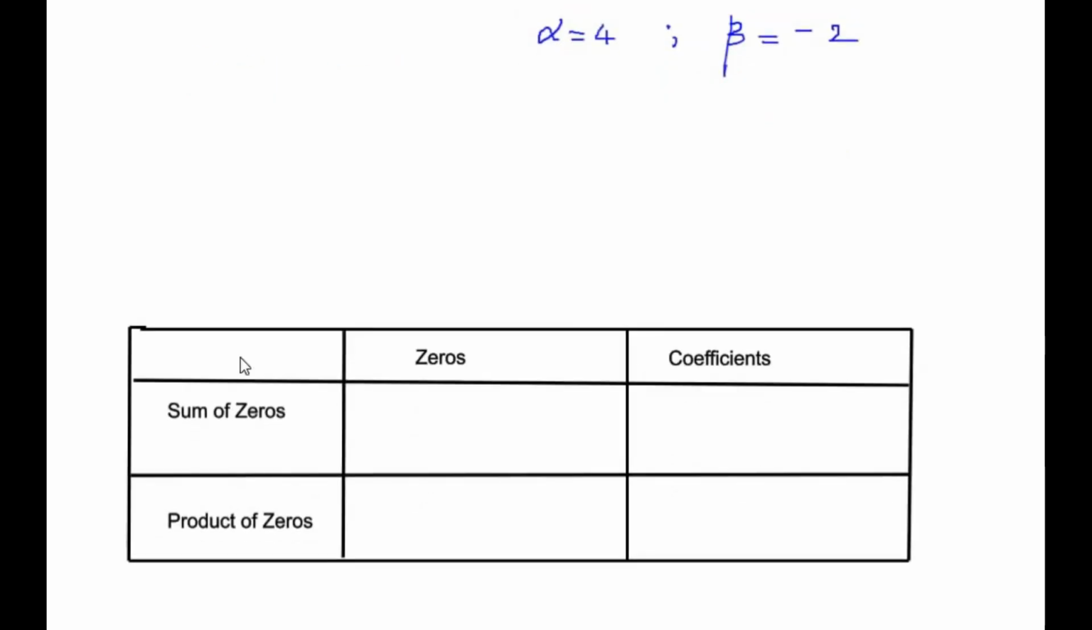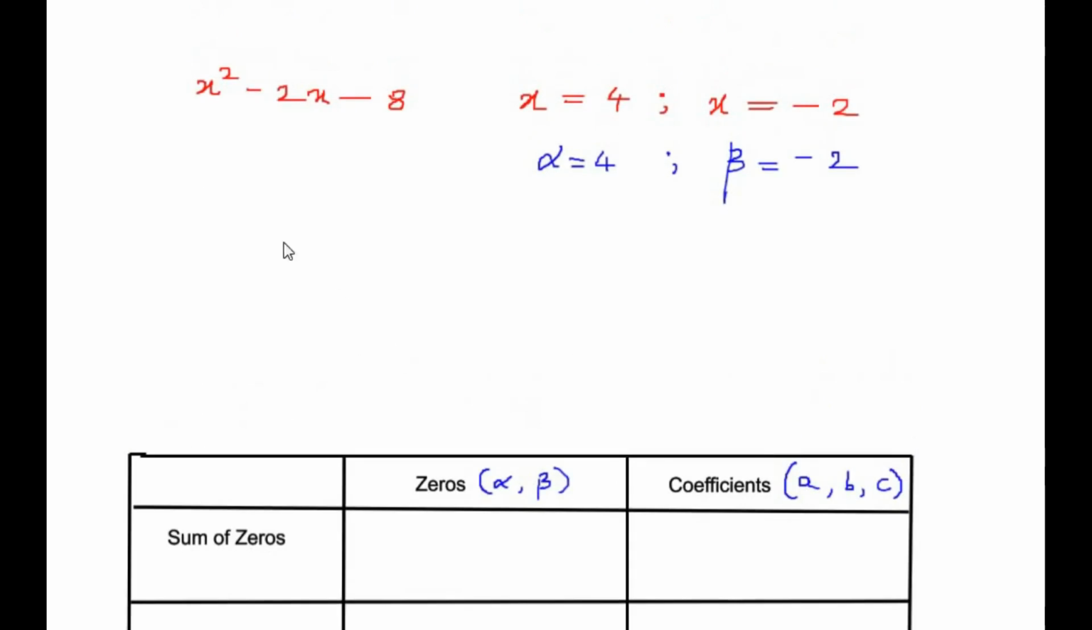Now here you can see that I have made a table. Since they asked us to verify the relationship between the zeros and coefficients, let me write over here: zeros are in the form alpha and beta, and coefficients are in the form a, b, c. That is the general form of the quadratic polynomial. So I'm going to write here the general format for quadratics, ax square plus bx plus c. These are the coefficients of the quadratic polynomial.